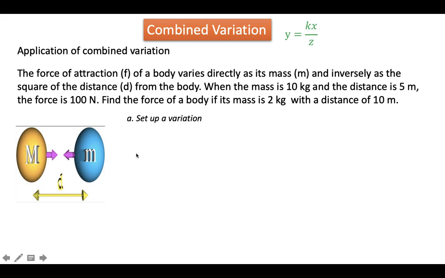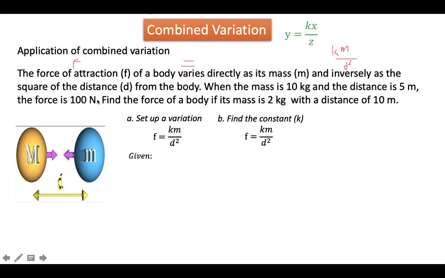So same setup, we're going to set up a variation, and that is F is equal to K M over D squared. The force here represents the F, equals, then expect a vinculum since it is a combination of direct and inverse. The mass on top, then the distance squared in the denominator, and our constant here. So that's our variation.